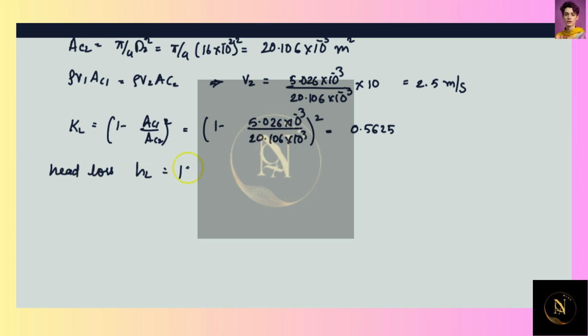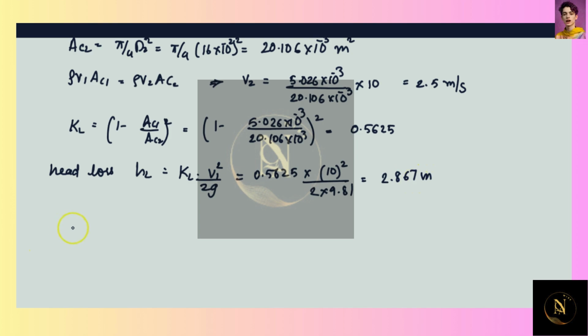Calculating the head loss, HL equals KL into V squared by 2g. Here g is the gravitational acceleration, equal to 9.81. KL is 0.5625 calculated above, multiplied by velocity V1, which is 10, whole squared, by 2 into 9.81. On solving, the head loss is 2.867 meters.